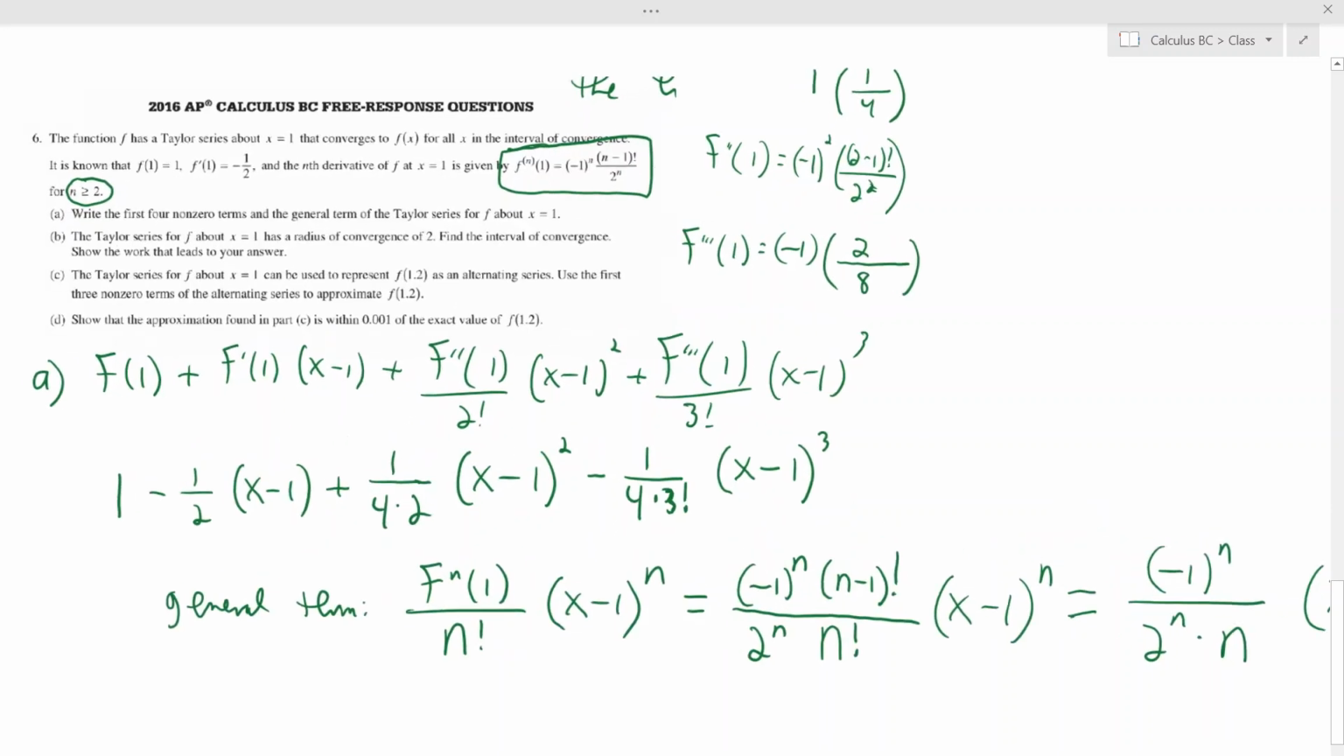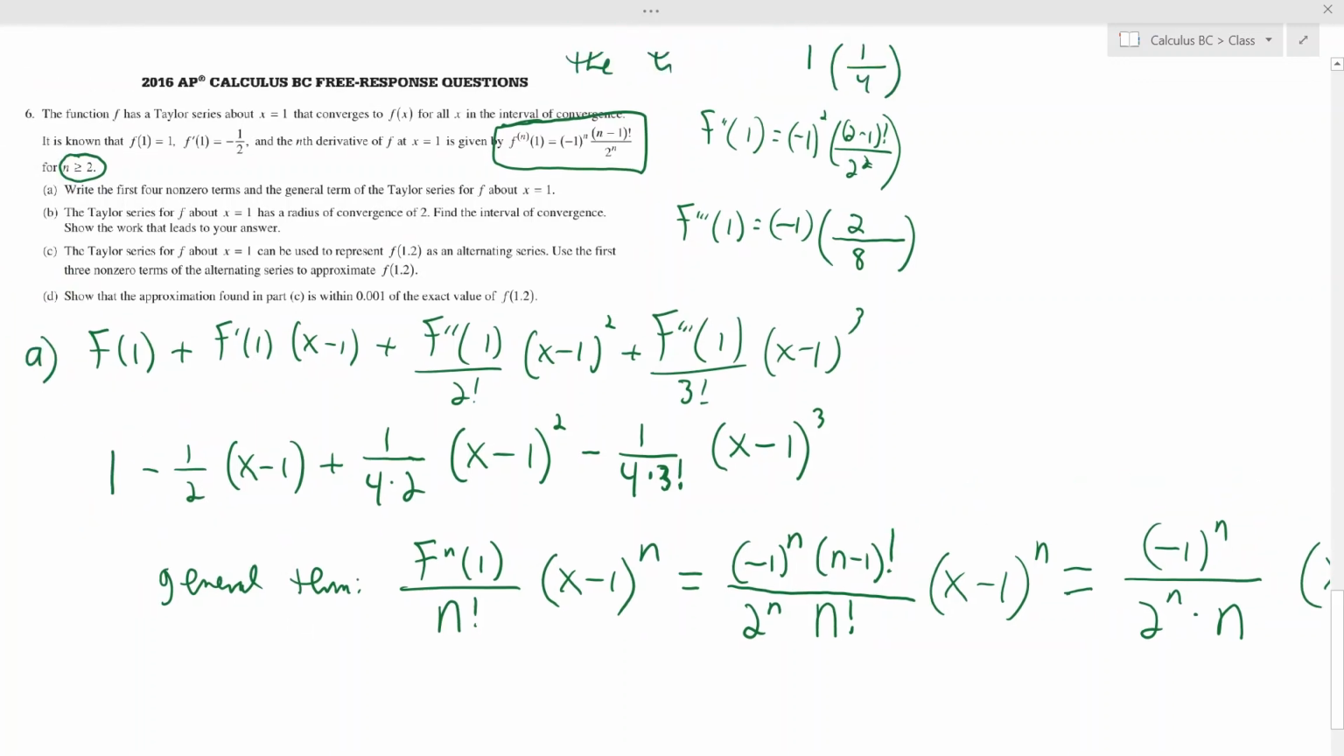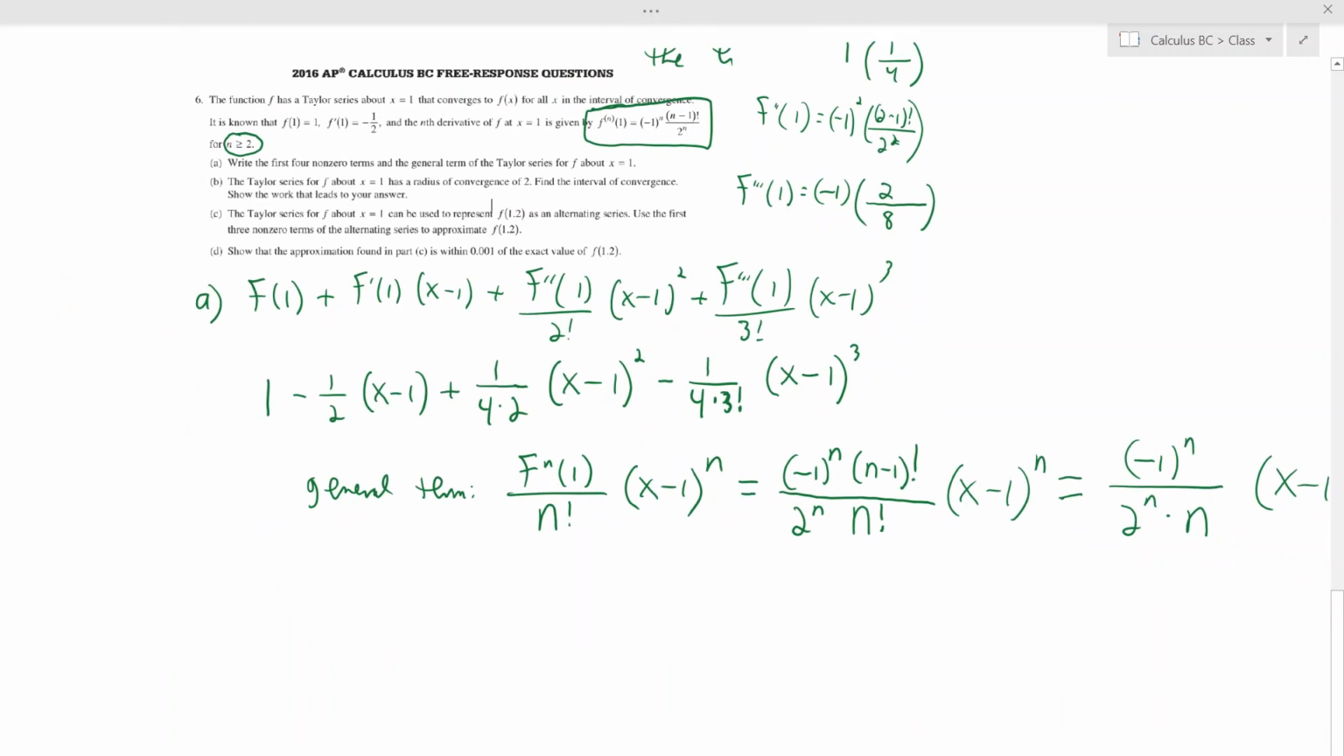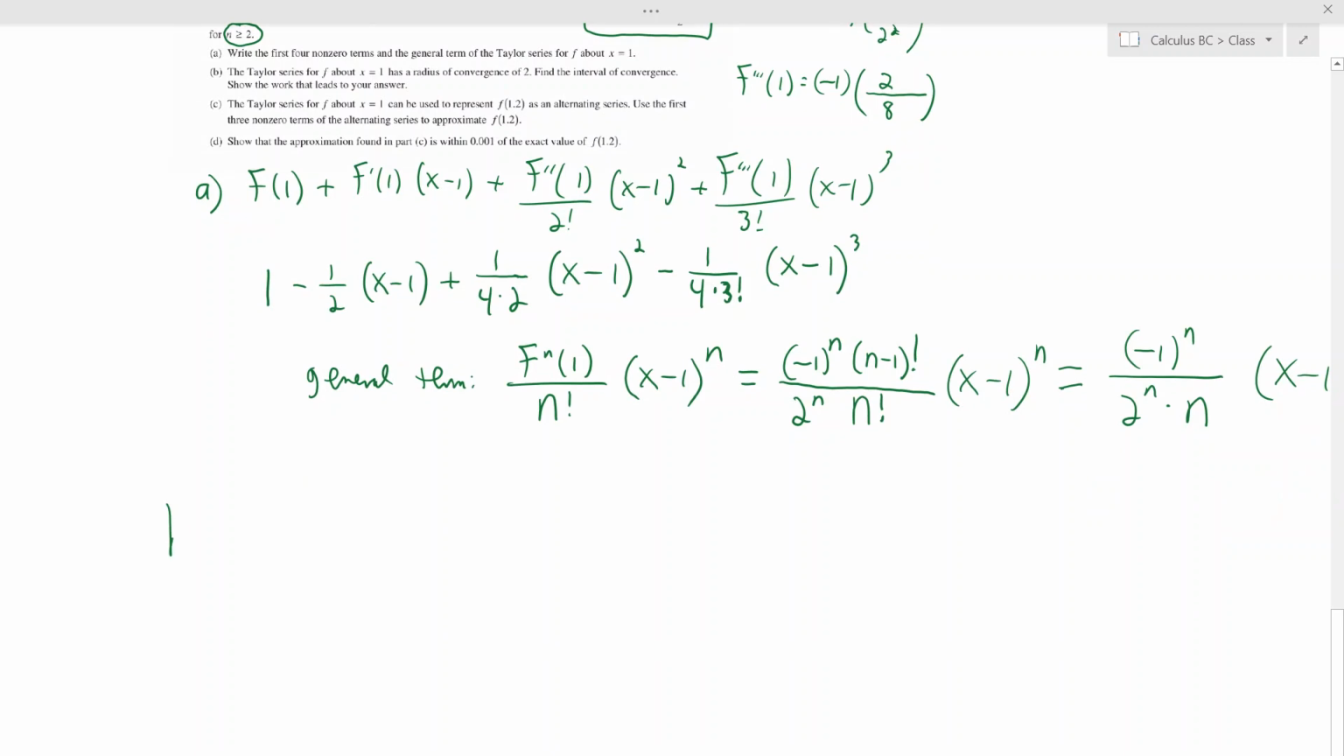B says, hey, guess what? We have a radius of 2. It's centered at 1. We have a radius of 2. Find the interval of convergence. Well, if we're centered at 1 with a radius of 2, we automatically know it's going to go down to -1 and up to 3. The question is, do we include those endpoints? And that's all they want us to check. That's why they told us the radius. If they didn't tell us the radius, we would have to do the ratio test to find it.